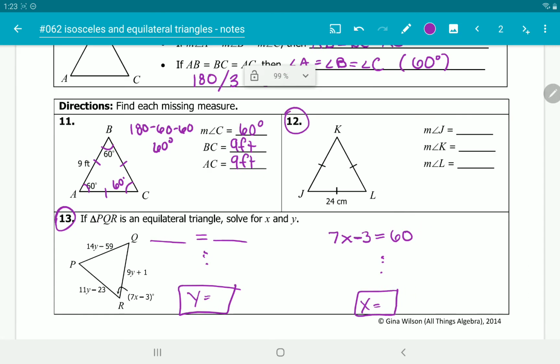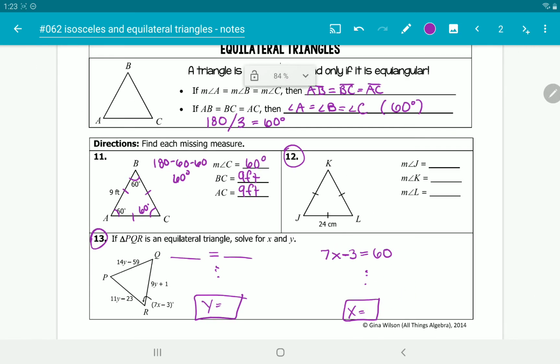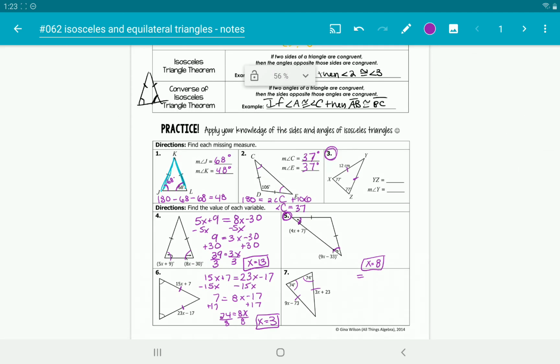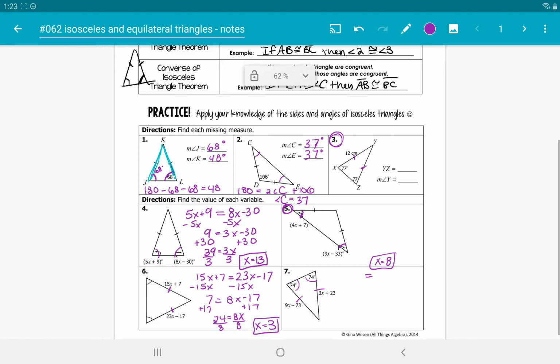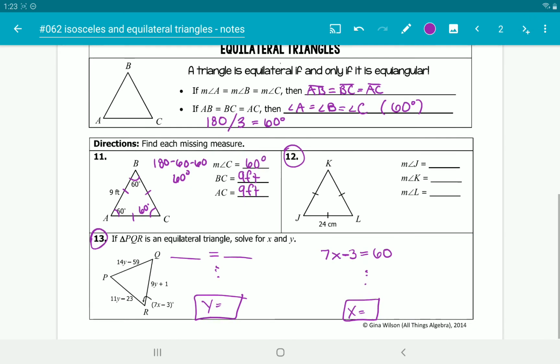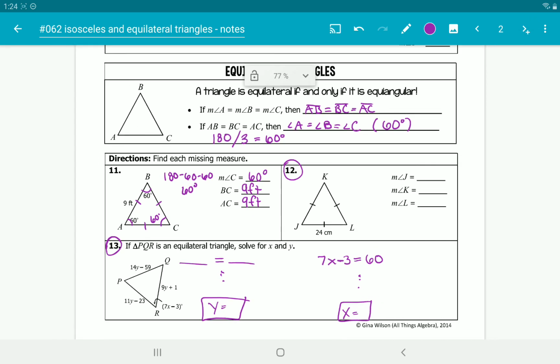So that's it for equilateral and isosceles triangles. So basically, if you know that it's isosceles, the base angles are the same. And if you have the two angles, then the matching sides are the same. For equilateral, you can set an equal sign in between any of the three sides, and each of the angles is always equal to 60 degrees.